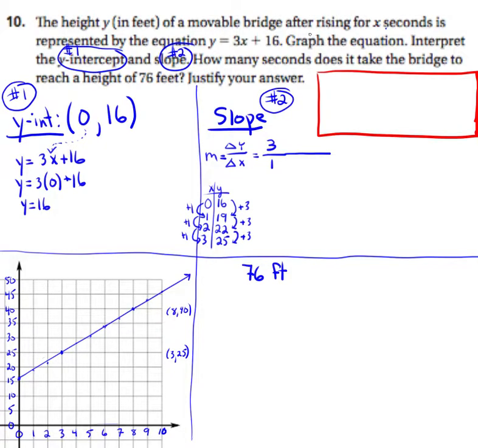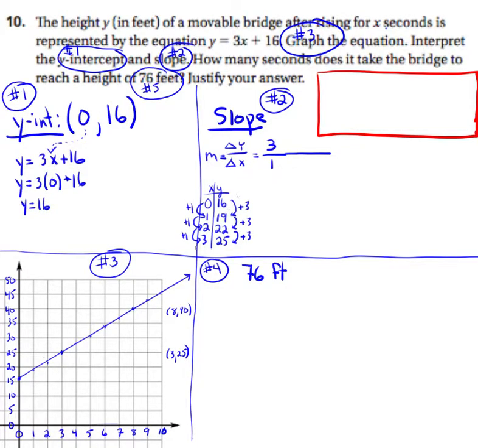Number three, I'm thinking of as that graph. So it says graph the equation. So that's this section right here, and I'll talk about that after a little bit. And number four is this one right here, 76 feet. Like, how many seconds does the bridge reach 76 feet? So that's this section right here, so I'm going to number that section number 4. So that's how I organize my thinking in my word problems. You can actually even number your sections like that.